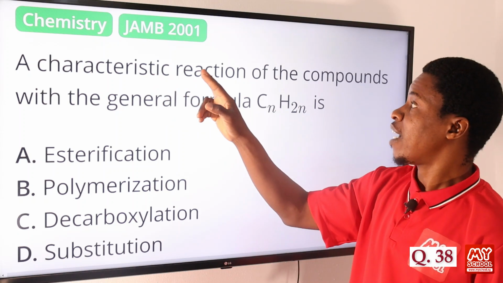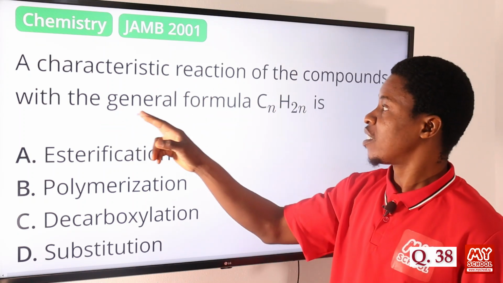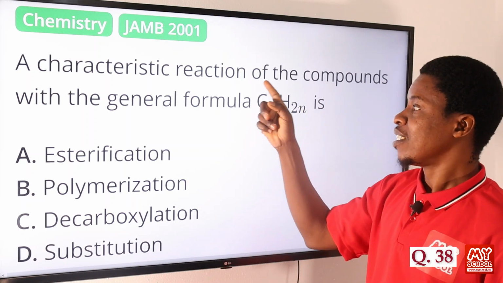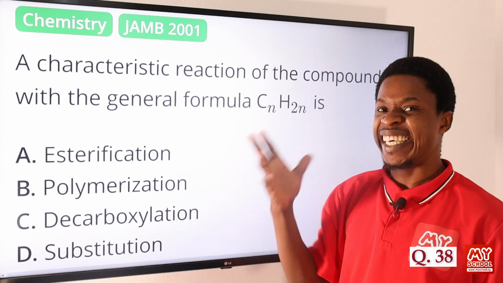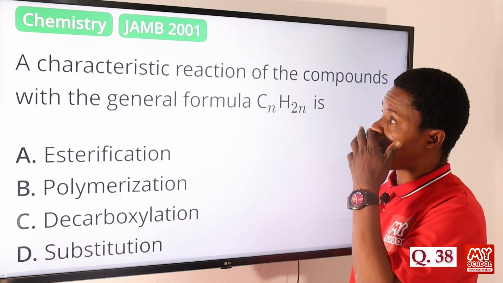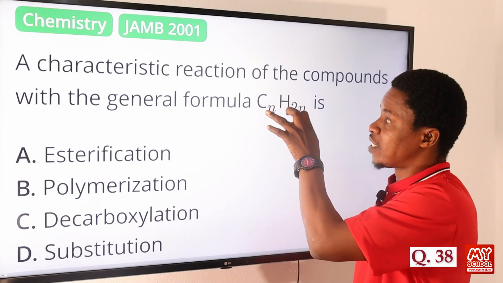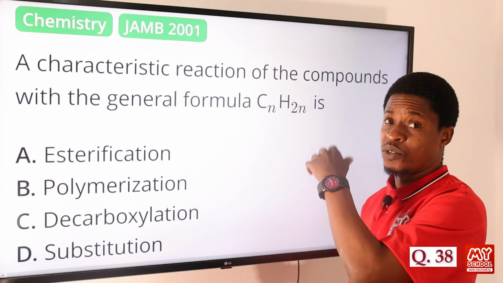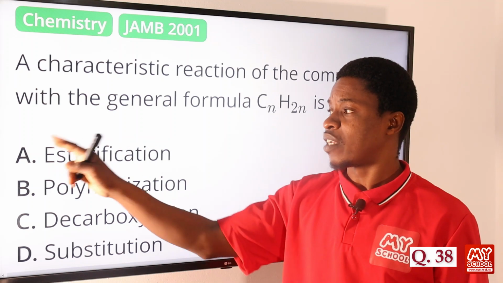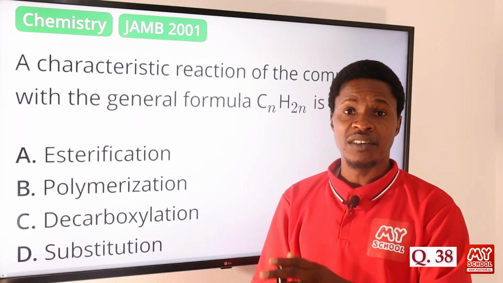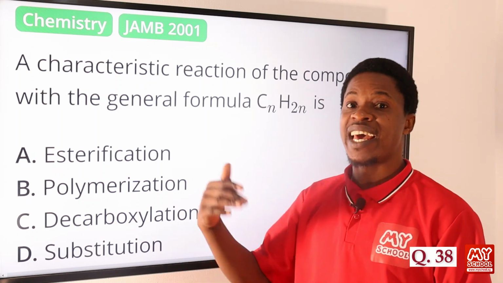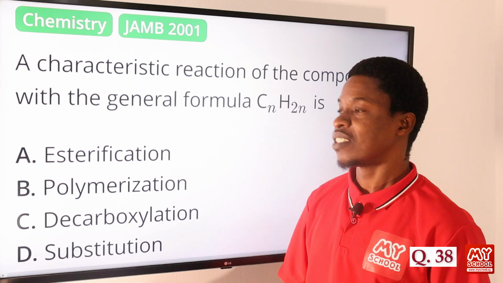A characteristic reaction of the compounds with the general formula CnH2n is what? Remember that CnH2n is the general formula for what? For the alkenes. So the characteristic reaction for the alkenes, CnH2n, is what? Esterification. Esterification reaction is the reaction that takes place between an alkanoic acid and alkanol. That will give us an ester, or an alkanoate, and water.